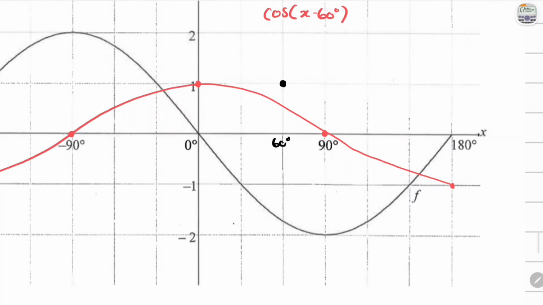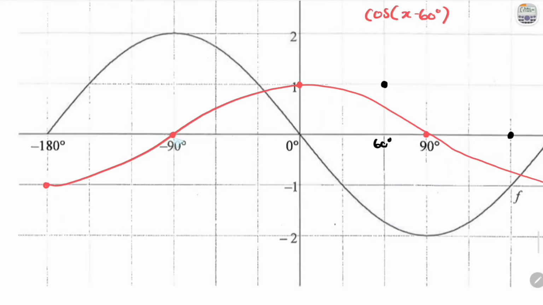That maximum will be there. And then this is another important point, an x-intercept. Where will this x-intercept appear? It's going to appear 60 degrees to the right. So 90 plus 60 is 150 degrees. So it's going to appear at 150 degrees. That is 90, it's counting in threes, okay? So 90, 120, 150. And that's where that appears.